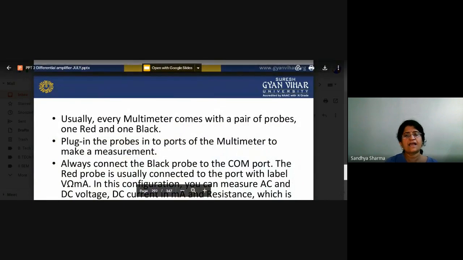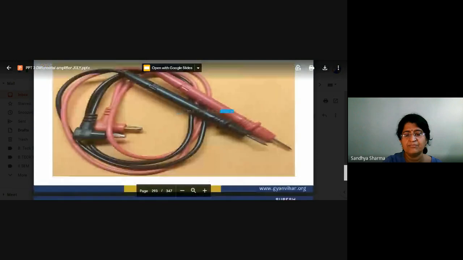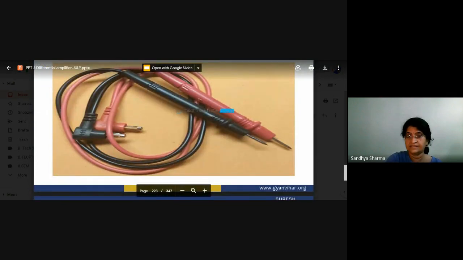Now we will see every multimeter comes with a pair of probes, one red and one black. Plug the probes into the ports of the multimeter to make a measurement, and always connect the black probe to the common port, and the red probe is usually connected to the port with the label V ohm milliampere. In this configuration we can measure AC and DC voltage, DC current in milliampere, and resistance, which is what most of us will use a multimeter for. So we can measure milliampere range current. These are the probes.